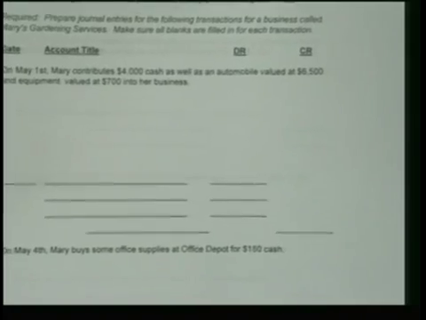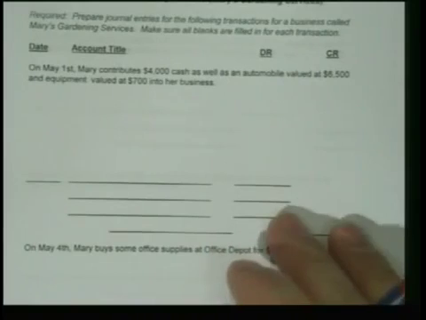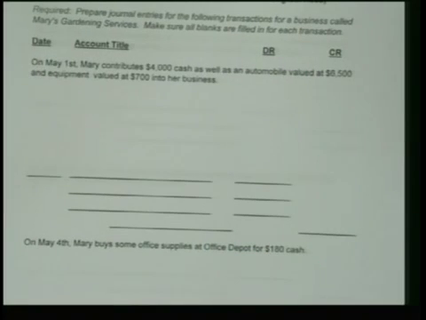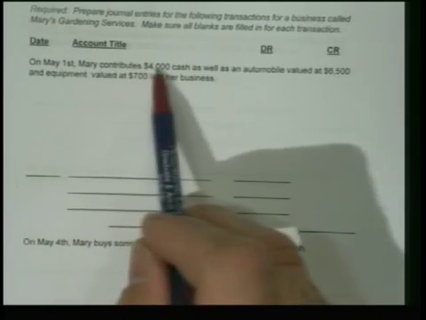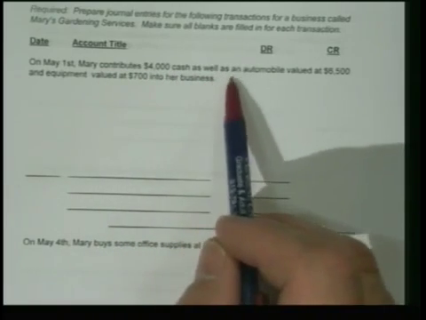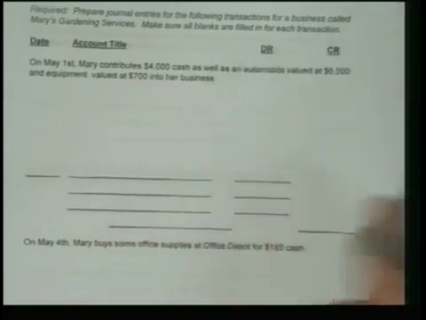I really always encourage people to do that chapter 1 way and then transition to the chapter 2 way, but they always seem to kind of resist doing that. But that's the way I'm going to show the answers. Okay? On May 1st, Mary contributes $4,000 cash as well as an automobile valued at $6,500 and equipment valued at $700 into her business.